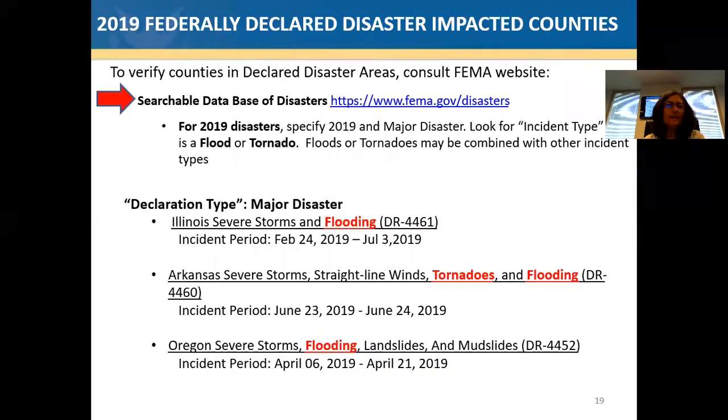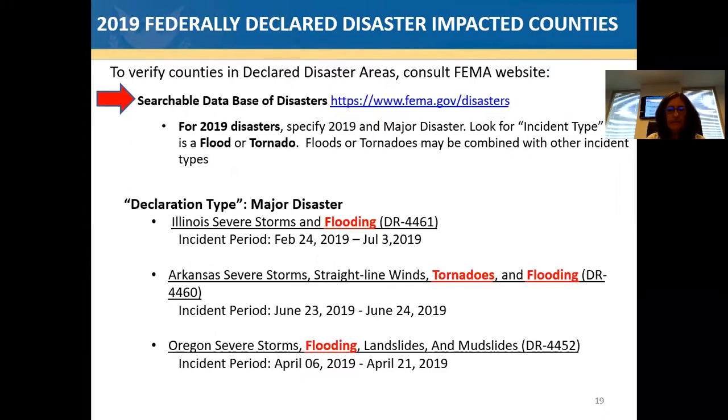Now, for 2019, it gets a little bit more complicated, and as we discussed, the eligibility is narrowed to floods and tornadoes. Floods and tornadoes, however, could be accompanied by other incident types.